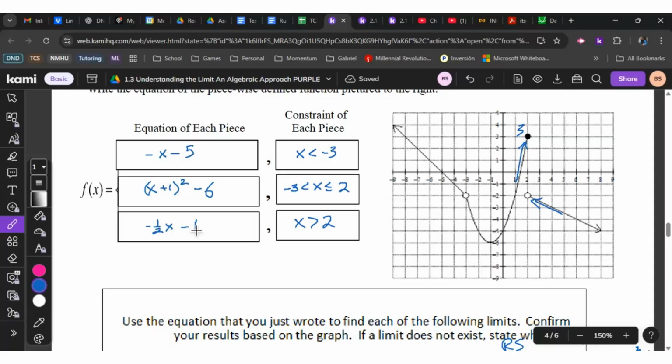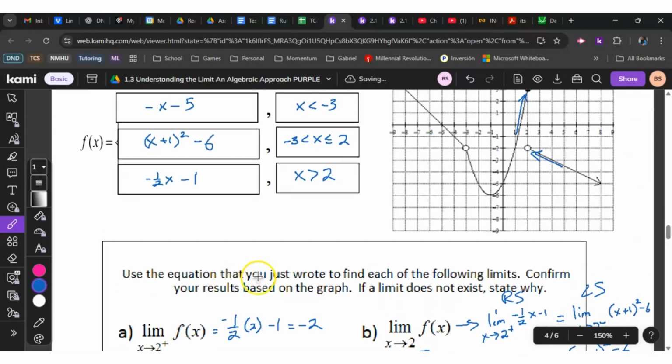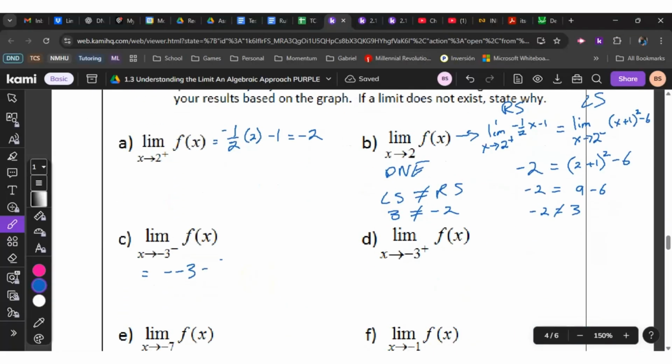This one is when it's bigger than 2. This one's between -3 and 2. Exactly, Martine. This one is when it's less than -3. So I've got to use this function here, right? When I plug it in, it's -3 minus 5, right? So that's -3 minus 5, which is -8. Okay? It's that easy. The hardest part about this, guys, is figuring out which equation to use, honestly.